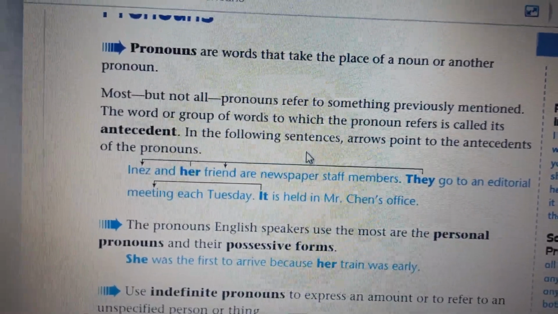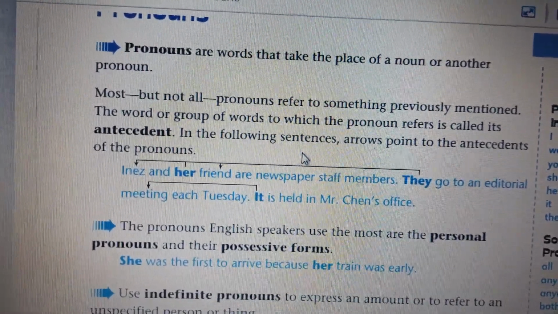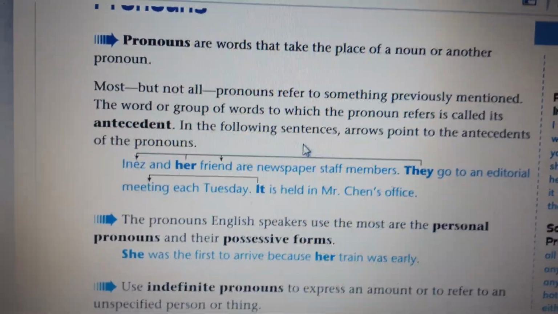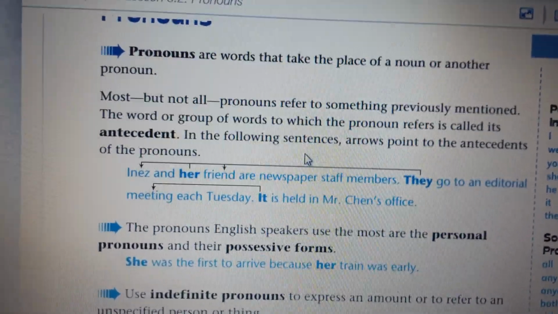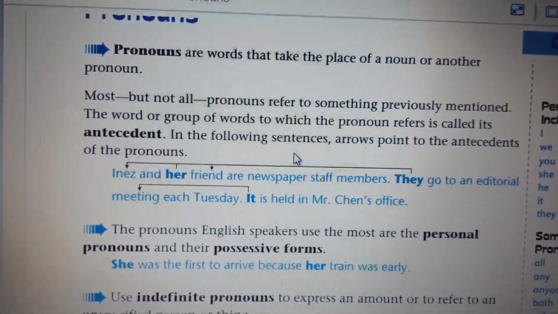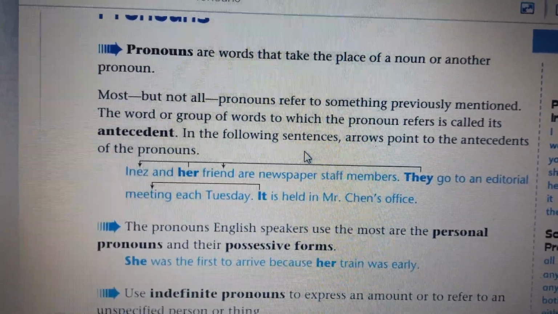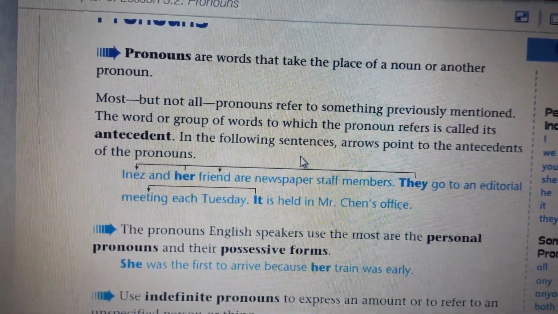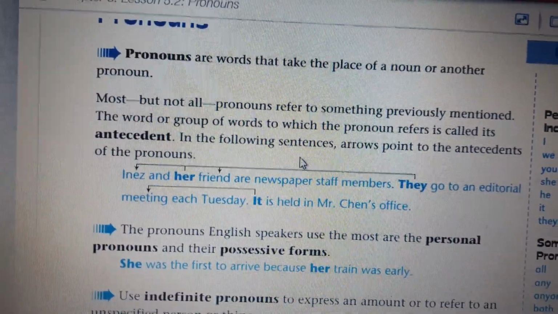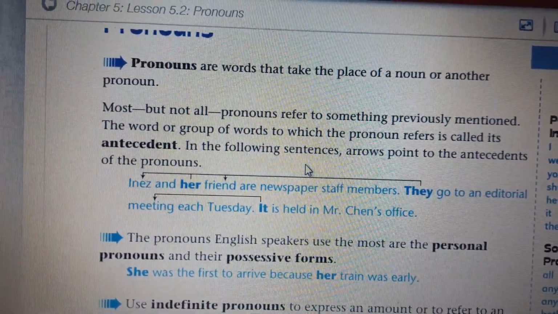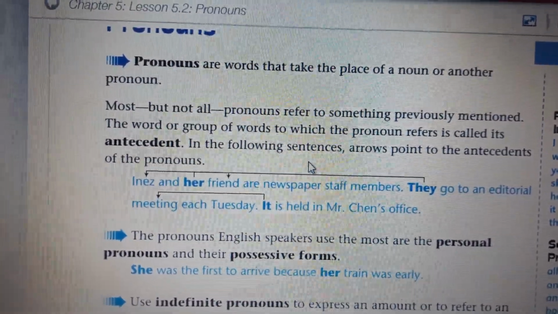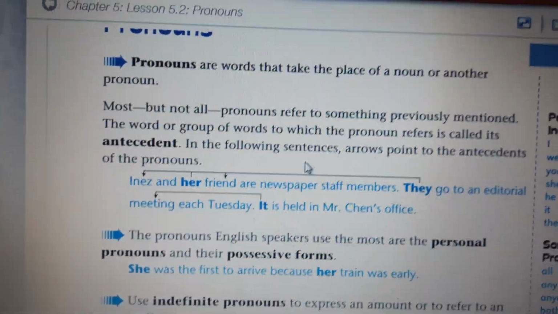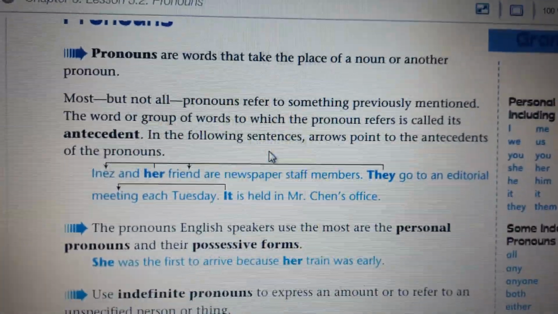And they, you just then say, to avoid repetition, they go to an editorial meeting each Tuesday. So instead of saying editorial meeting or meeting, it is held. So just it is held in Mr. Chen's office. That's it. Just to avoid repetition.